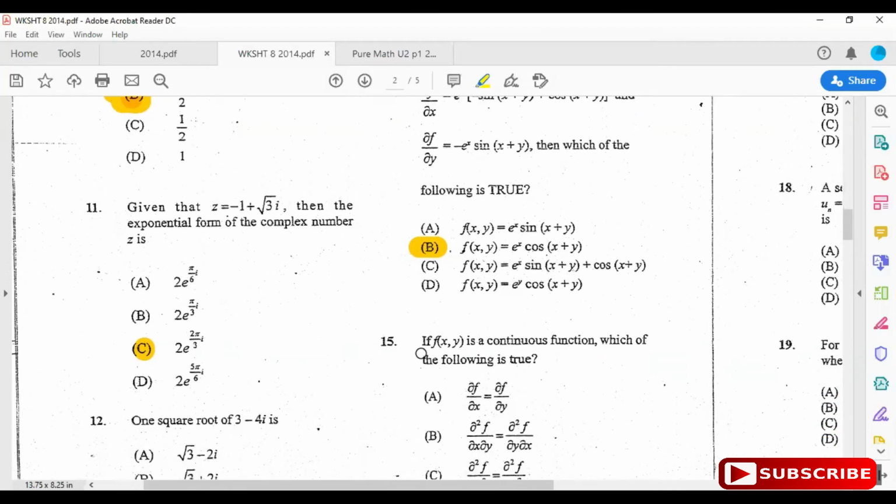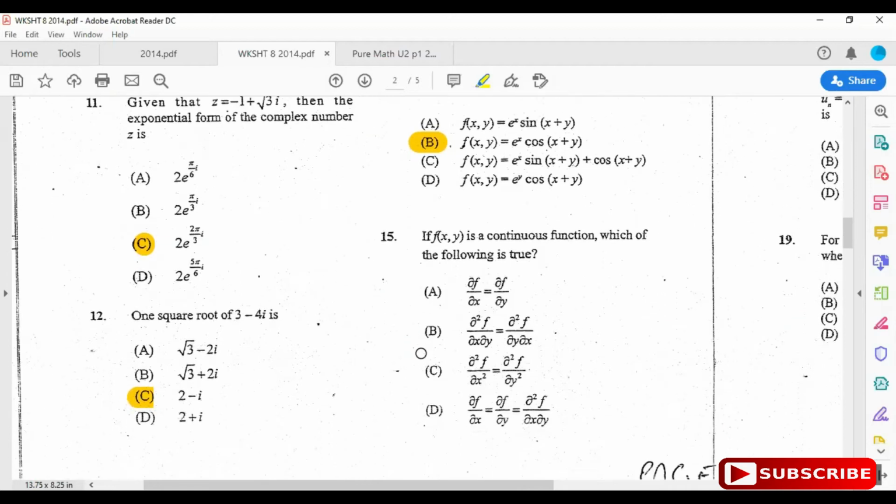All right, question 15. It says, if f of x is a continuous function, which of the following is true? Everyone, well, most persons should know this one. So just tell me which one is the answer. Anybody attempt it?